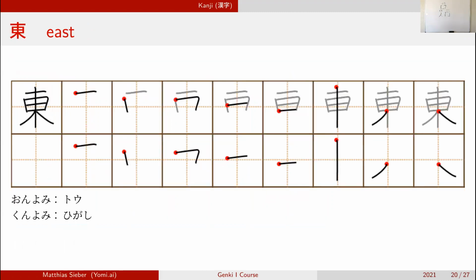Okay. Today we also cover the directions: east, west, south, north. So first we have higashi, right, which is east in Japanese.